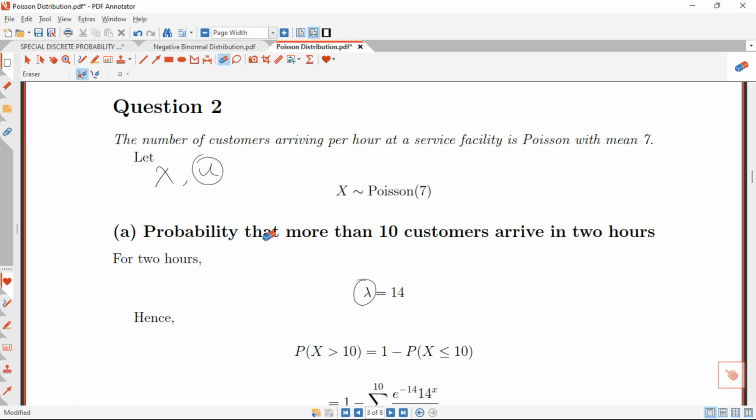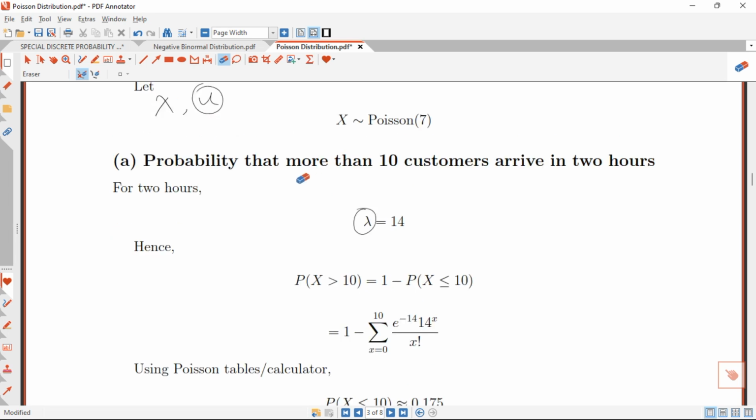They said find the probability that more than 10 customers arrive in 2 hours. Here the mean was given to us in what? 1 hour. So for 2 hours, you have to multiply it by 2 to get what? 14. That's the reason why you see 14 here.